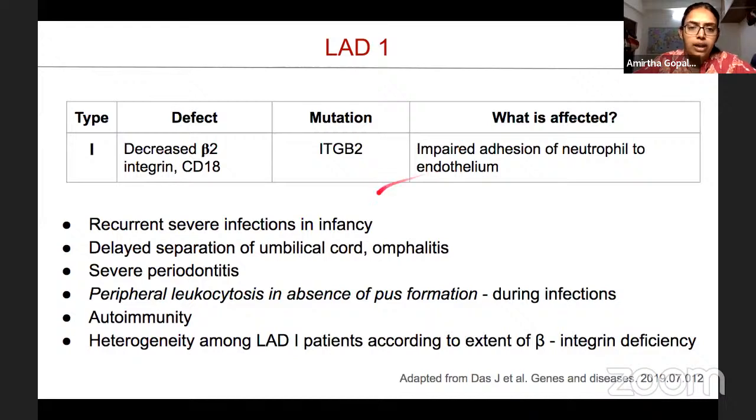And this LAD1 is characterized by recurrent severe forms of infections in infancy. And as described earlier, LAD1 classically has delayed separation of the umbilical cord, severe periodontitis, and a significant leukocytosis in the absence of pus formation during infections. Children with LAD1 also exhibit a degree of autoimmunity. So most of these children may be positive for antibodies like ANA, ANCA, though clinical autoimmunity is quite rare. There is definitely a heterogeneity among the severity of infections in LAD1 patients because this is quite proportional to the extent of beta 2 integrin deficiency.